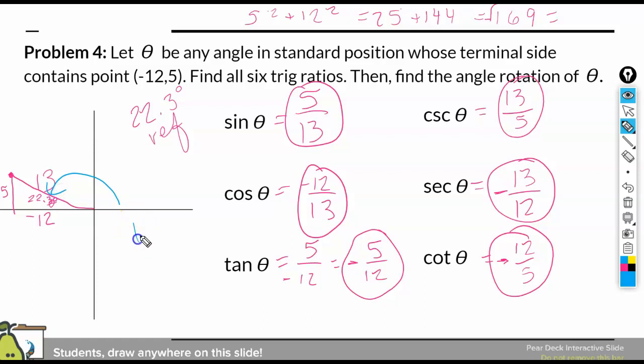So I don't want to forget to take 180 and subtract 22.3. So that's going to get me 157.7 degrees, because that is the actual angle of rotation. 22.3 is the reference angle.